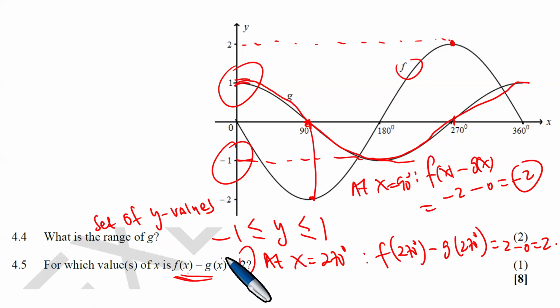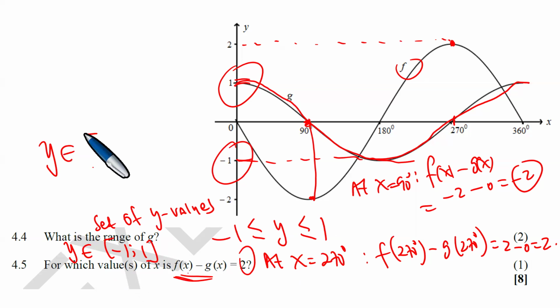Okay, next question. Here you can write the range of G. G is the red one here, so it's from -1 to 1. You can also write it in interval notation, from -1 to 1 with square brackets. Okay, then we move to the next question.